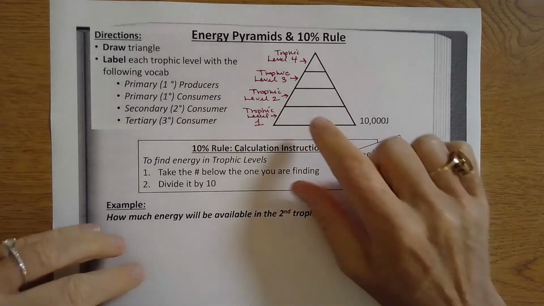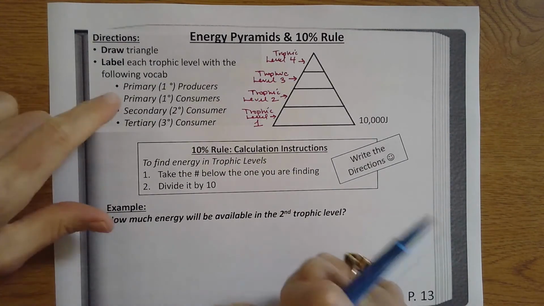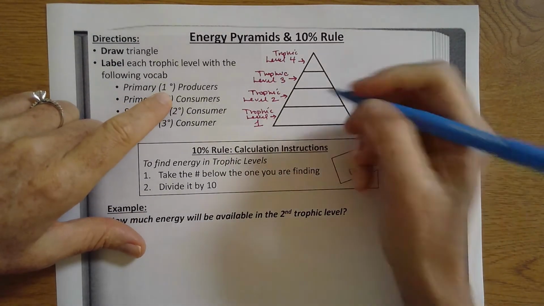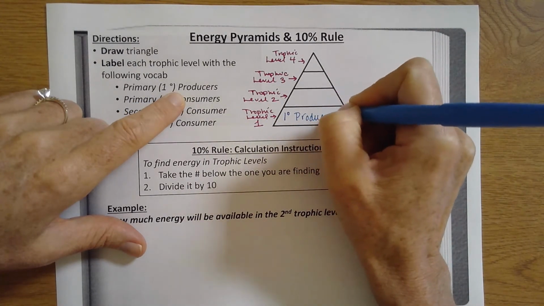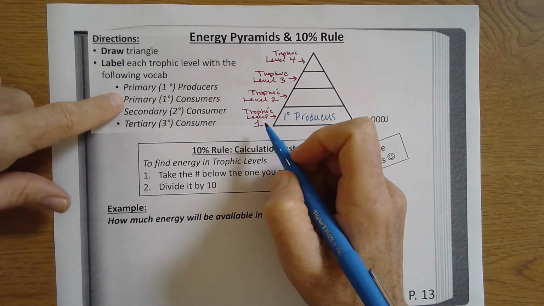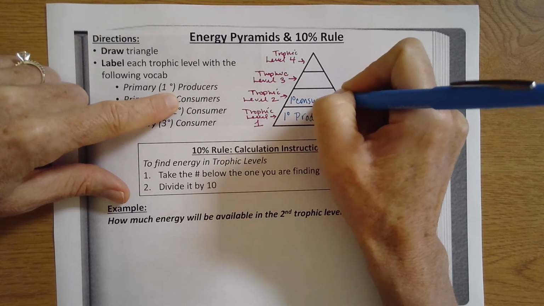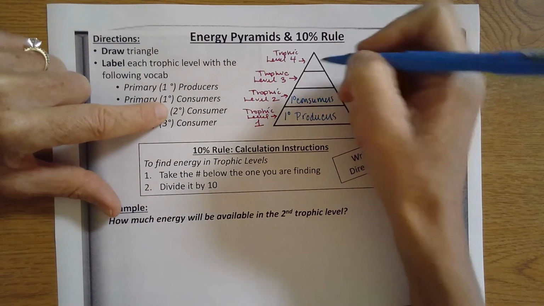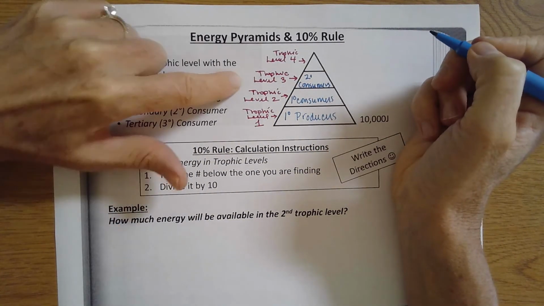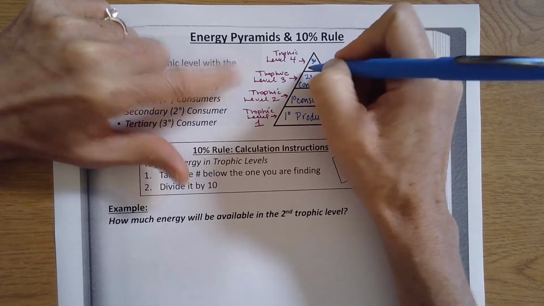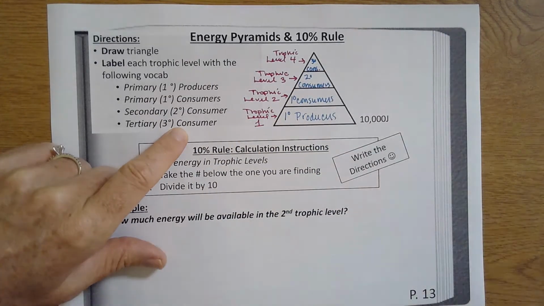I did ask you to label the inside of these with these particular vocabulary. So the primary producers, which is also represented by this 1 with a degree symbol, is trophic level 1. The primary consumers are trophic level 2. The secondary consumers are trophic level 3. And the tertiary consumers are trophic level 4.